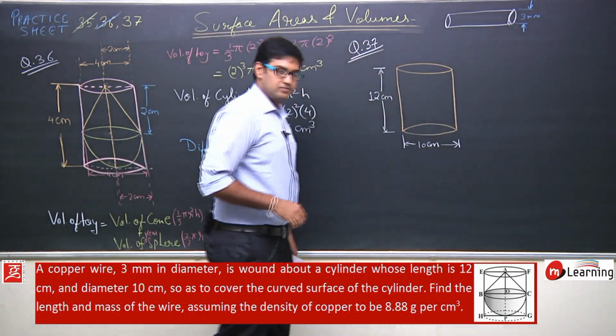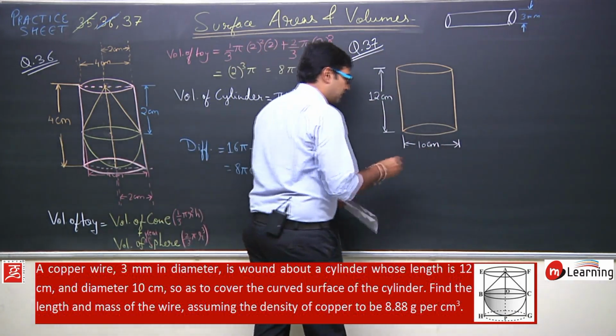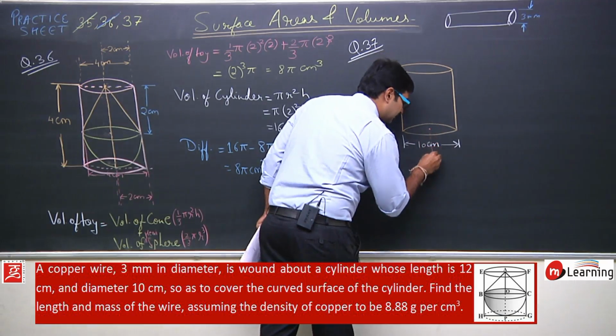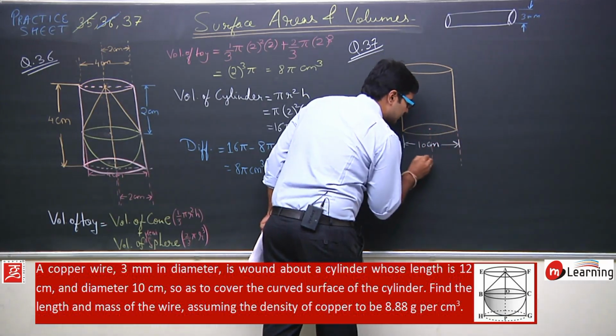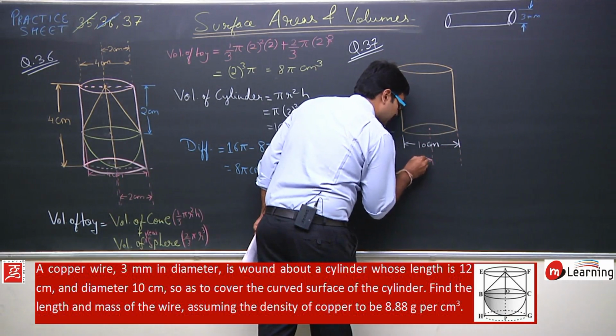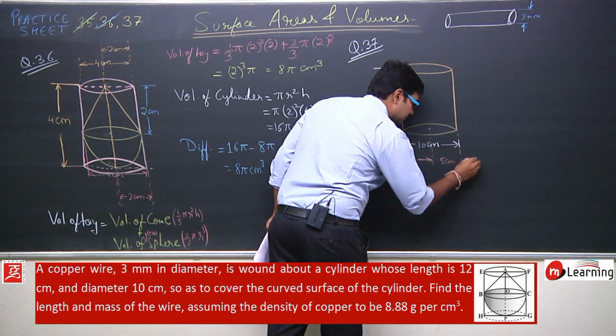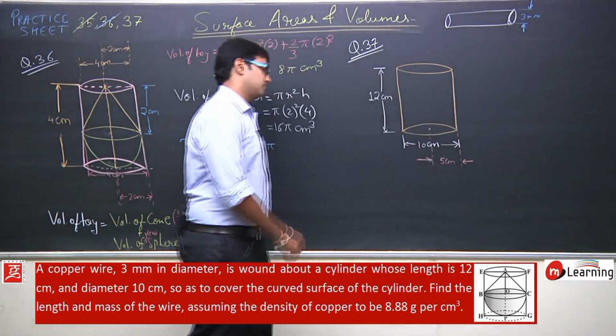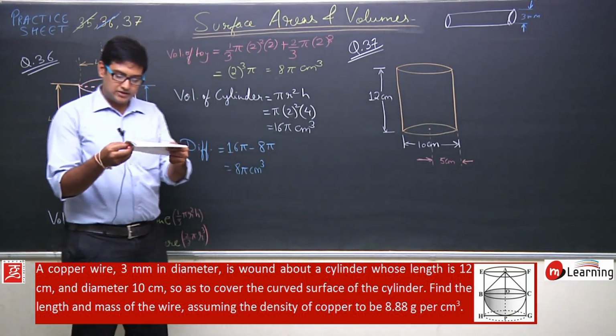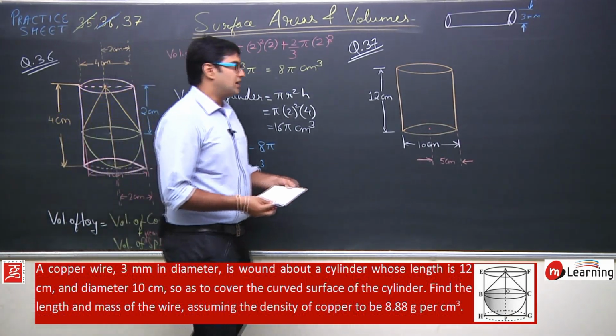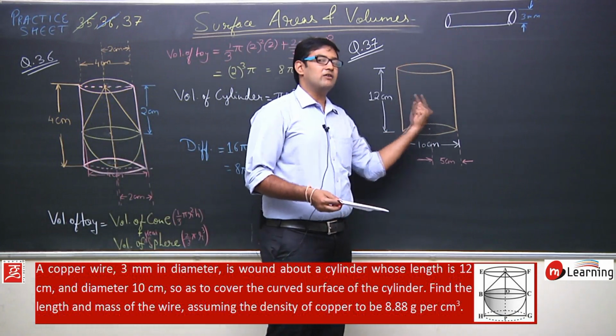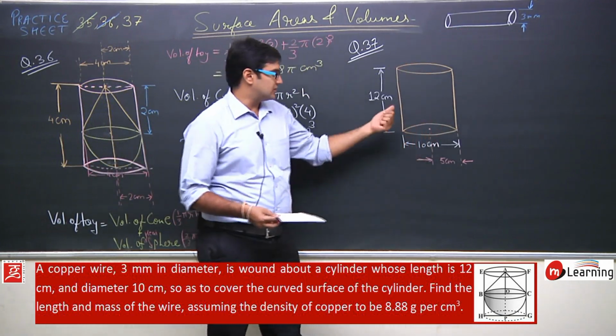This is the diameter, and if the diameter is 10 centimeter, then the radius is 5 centimeter. This is what we can deduce. So this is the given condition. Now I started winding this wire on the curved surface of this cylinder.